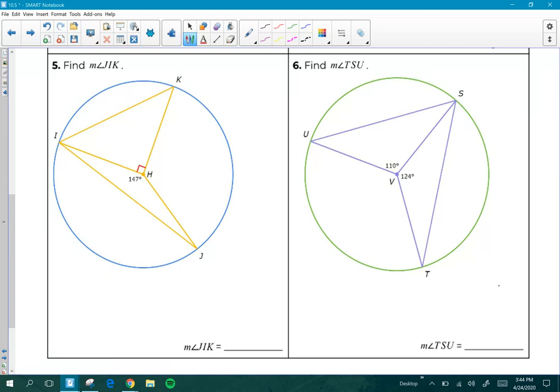So I want to find for number 5 the measure of JIK. So I'm looking for this inscribed angle, JIK. In order to find this inscribed angle, same kind of concept, I need to know the central angle that corresponds to it. So I need to know the central angle that involves J and K. Well, that has to be JHK here. So I need to know this guy. I don't know this guy, right? But I can find it.